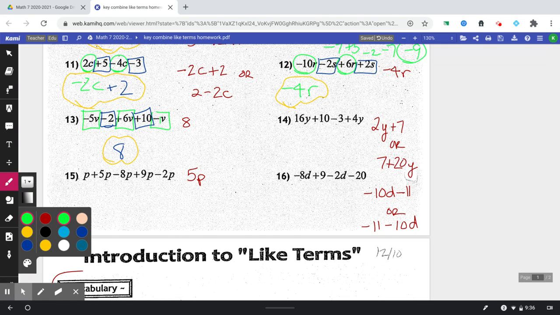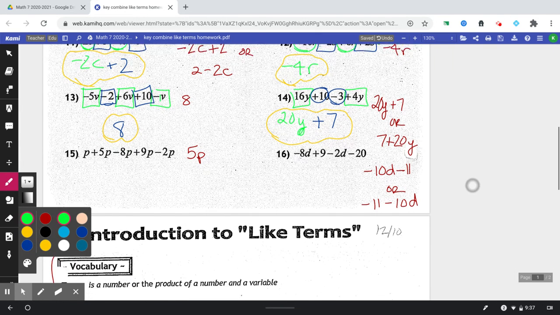Number 14, 16y and positive 4y will give you 20y. And I just noticed I made a mistake when I wrote my answer here, so that's 20y. Now I'm going to combine the constants. Positive 10 and negative 3 will give you positive 7. So 20y plus 7 is that final answer.